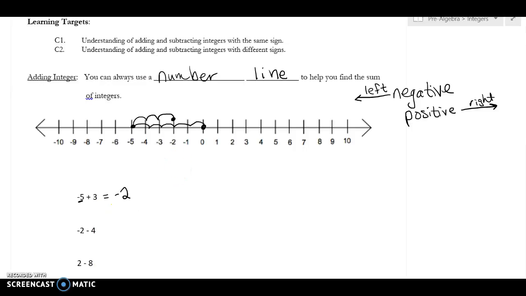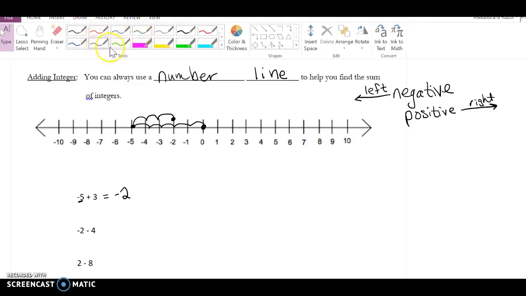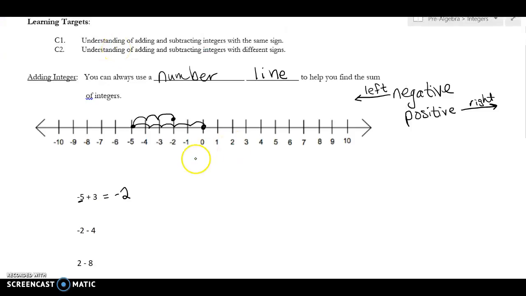Okay. For the next one, let's change colors. So I start off by going to the left 2 because it's a -2. So 1, 2. There's my first stop. But then it also says -4. It looks like a minus, but really it's just another negative. And so 1, 2, 3, 4. So my final stop, I was at -6.